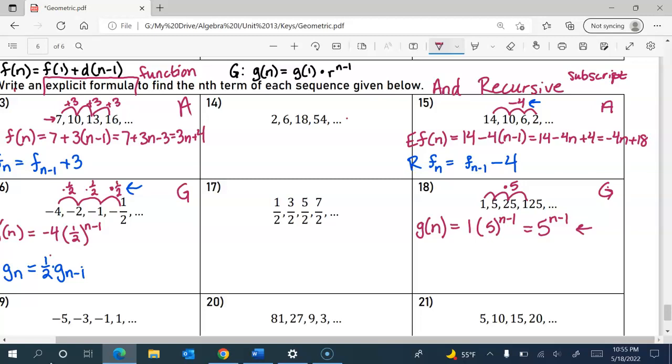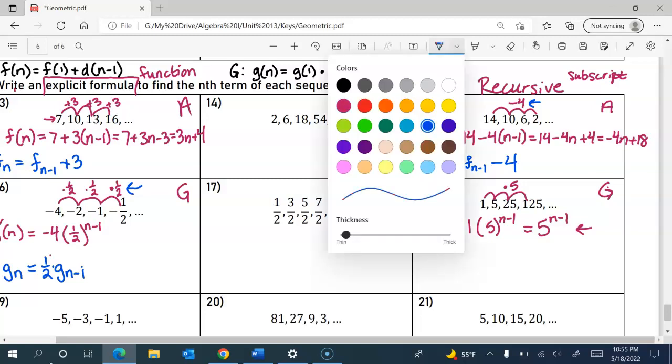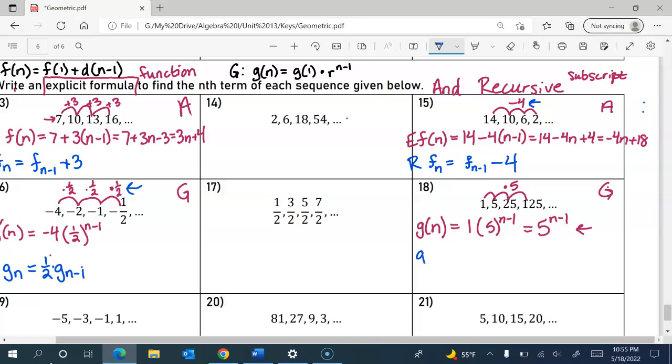Then I need my recursive. So g sub n. We'll start with g sub n minus 1, because that was my previous term. Well, what am I doing each time? I'm multiplying by 5. So you can just stick a 5 out front, because we're multiplying.